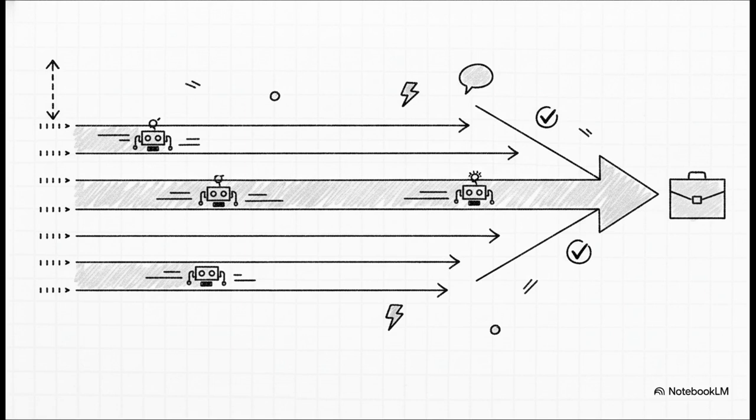Okay, let's switch gears. What happens if your tasks don't need to happen one after the other? What if they're totally independent? Well, that's where our second pattern, parallel workflows, comes into play. Forget the single file line. Now we're talking about a multi-lane superhighway.